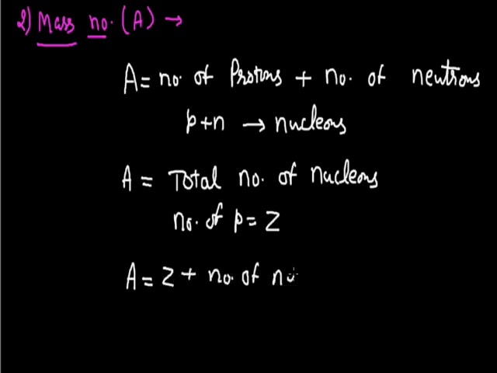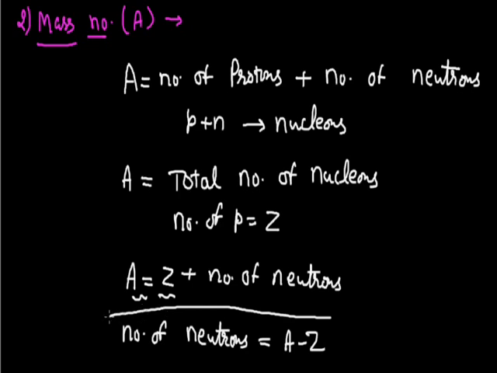And if we have the idea about the atomic number and mass number, then from this relation we can find the total number of neutrons, and the number of neutrons will be equal to A minus Z, or mass number minus atomic number. So that is the formula by which we can calculate the number of neutrons present in the nucleus.